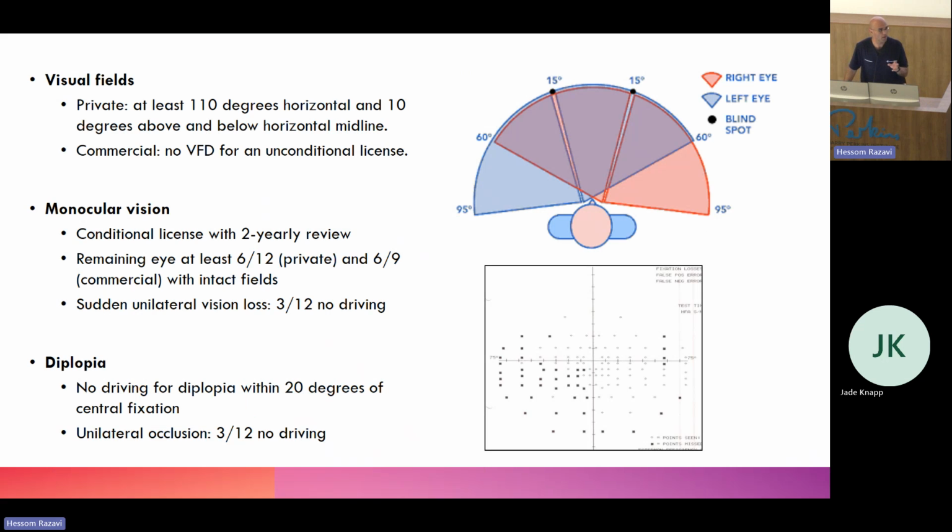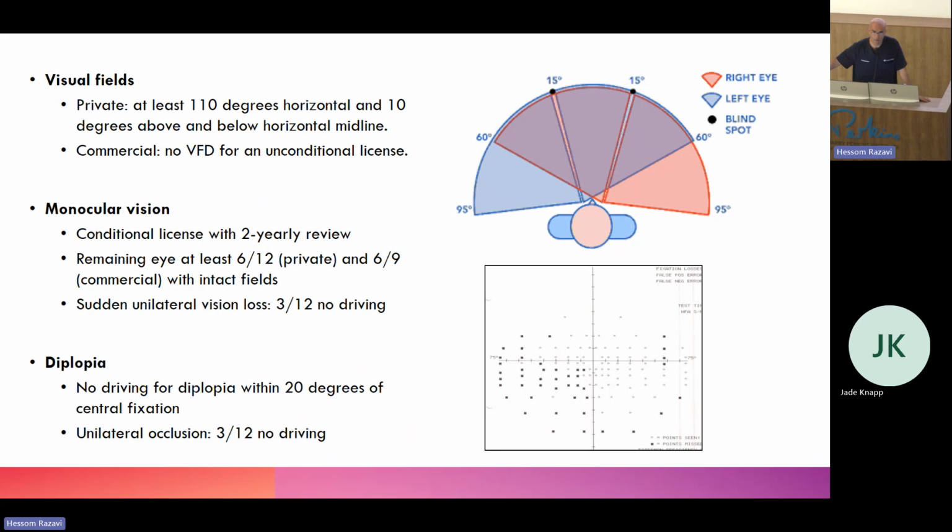But it doesn't stop there, because that's only assessing one aspect of vision, which is visual acuity. What about visual fields? Well, I talked about how your visual field extends beyond the midline to your right and your left. So you've got to have, let's say that's 200 degrees or even a bit more. You've got to have 110 degrees in the middle horizontally intact to qualify for a private driver's license.